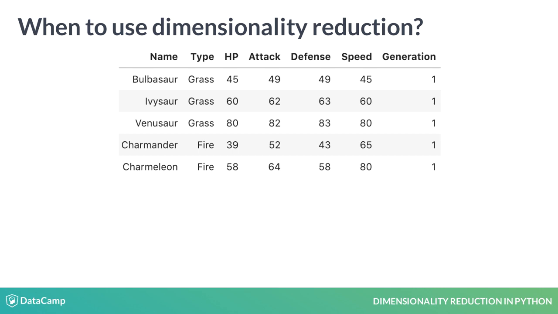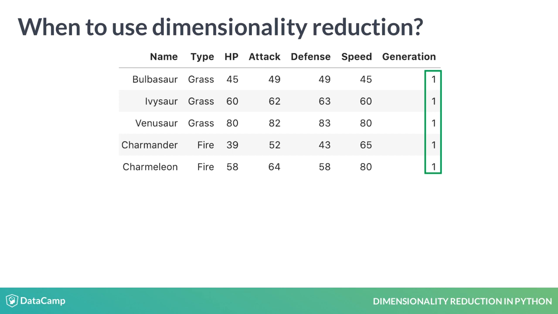In the dataset shown here, you'll notice that all Pokemon come from the same generation. If we're interested in how Pokemon are different, this feature would not be very useful, since it has no variance. We could reduce dimensionality by simply dropping that column.